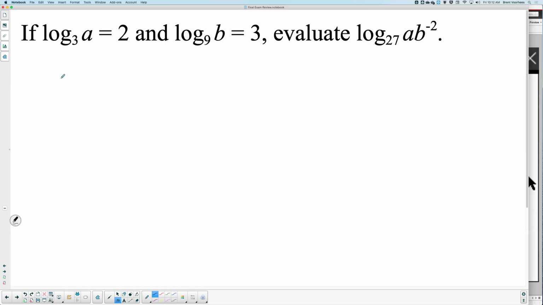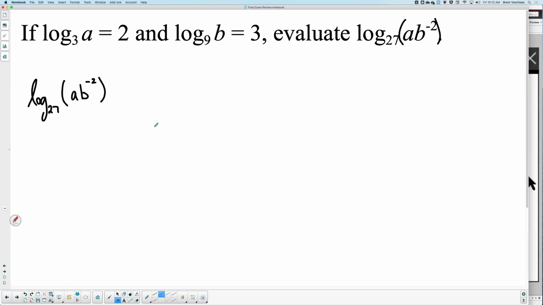All right, let's start with, we have log base 27. Again, this should be in parentheses. That's my fault. I'm going to go ahead and put that in parentheses now. ab to the negative 2.